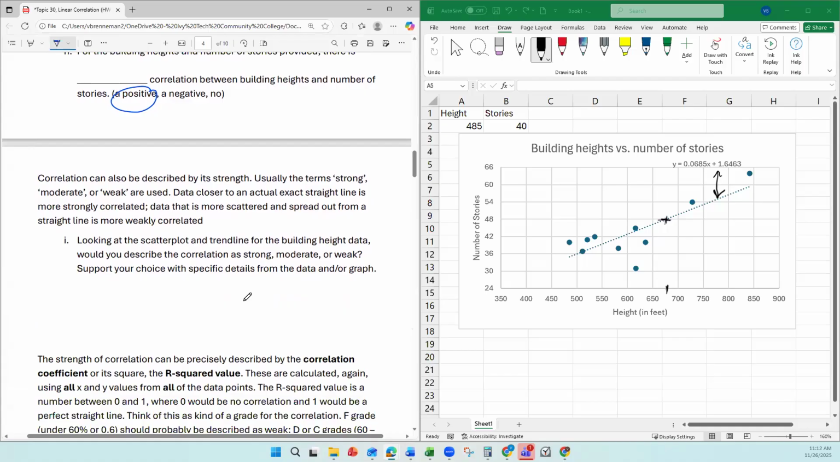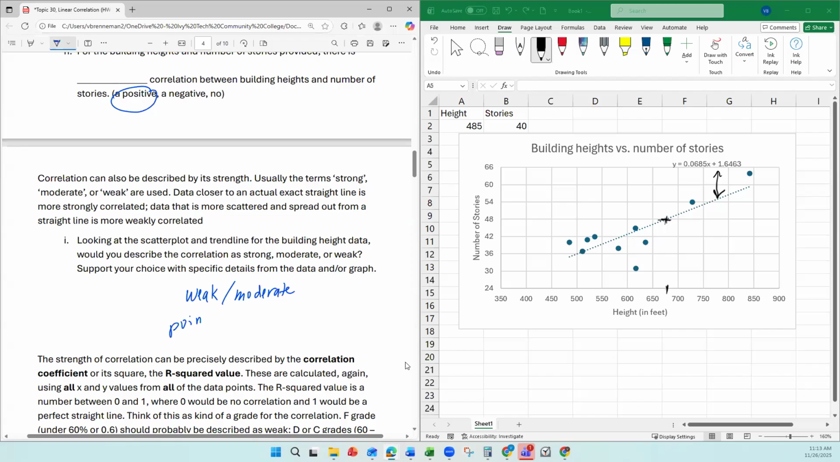So, as far as strength of correlation, that has to do with how close those points come to forming a straight line. The more spread out and scattered the points are, the weaker the correlation. So here we have several points that are pretty scattered and spread out from the line here, others that are close. I would probably not call this strong correlation. Probably somewhere in the range of weak to moderate.